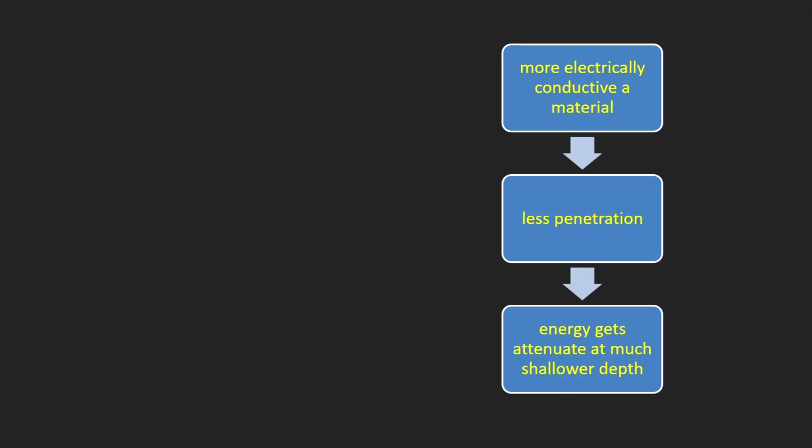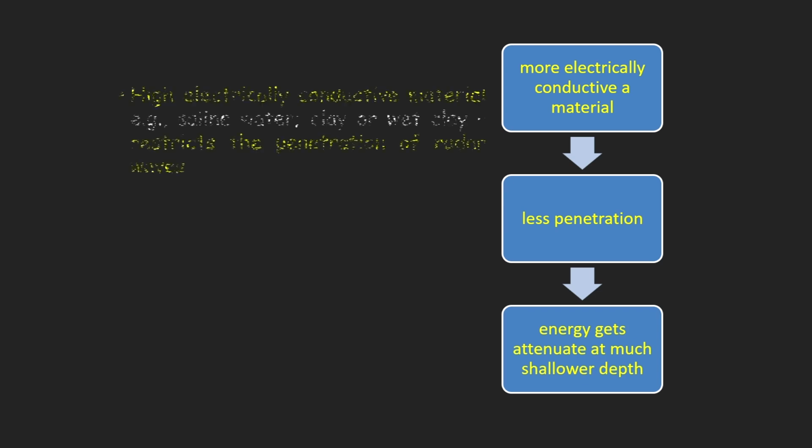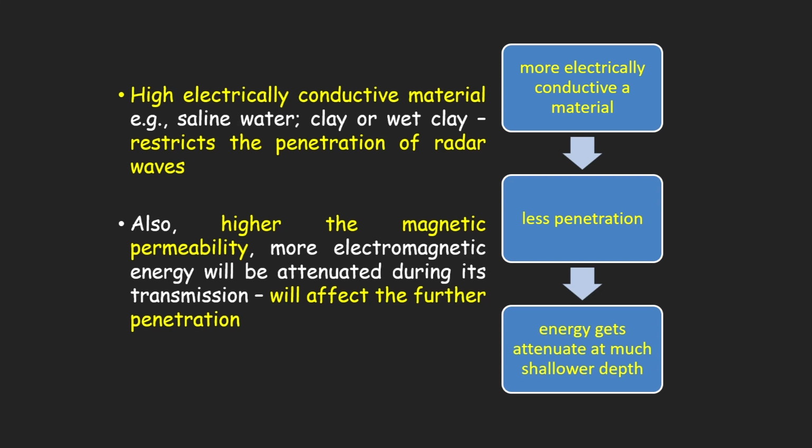Okay. So more electrically conductive material, less penetration, energy gets attenuated at the shallower depth. This is what we were looking at in the slides ahead: if you are having more conductive material, and even if you are having saturated material, the penetration will be less. So high electrical conductive material, for example saline water, clay, and wet soil, restrict the penetration of radar waves.